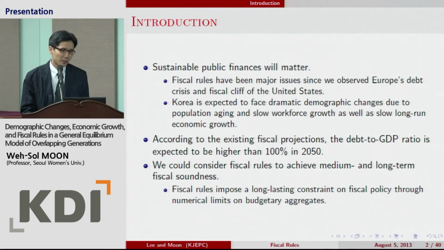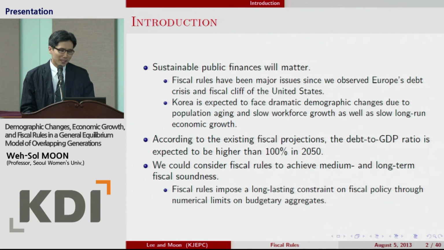Last month I was presenting this paper in Japan. The Japanese were laughing, because 100% in 2050 is really small compared to their number, which is more than 200%. We could consider fiscal rules to achieve medium and long-term fiscal soundness.